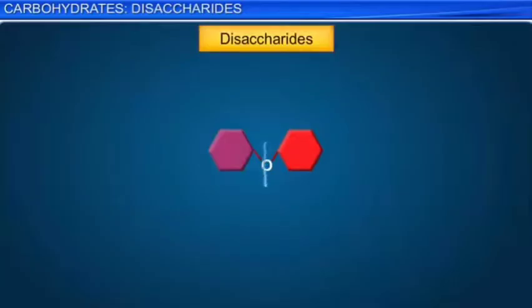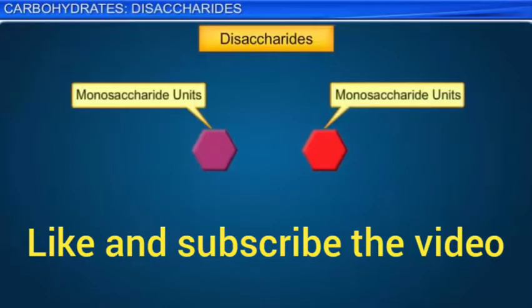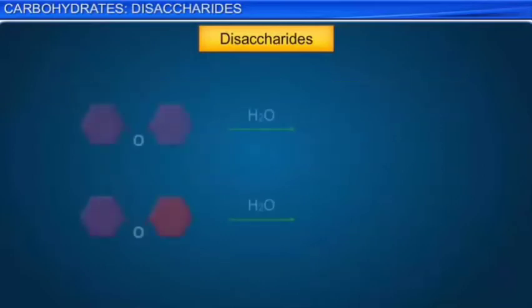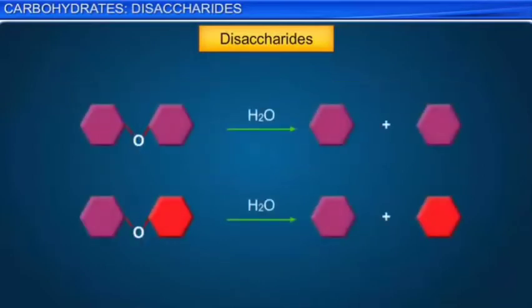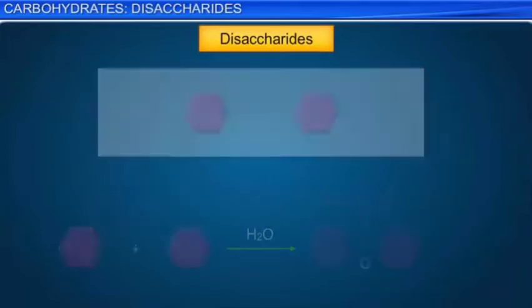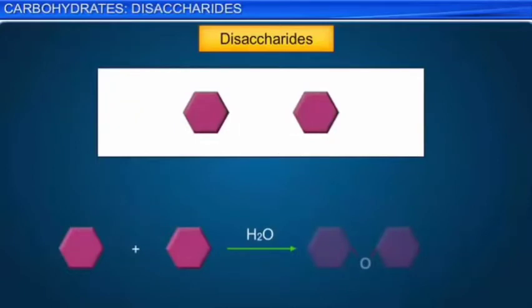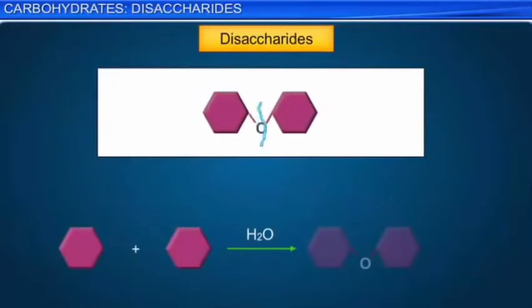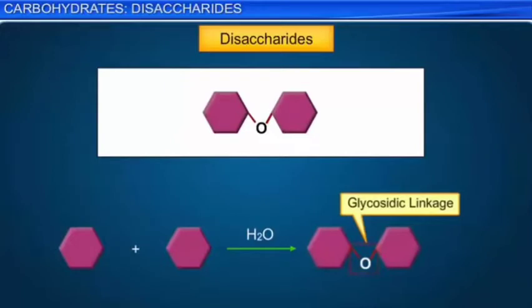Disaccharides are carbohydrates that yield 2 monosaccharide units on hydrolysis. The hydrolysis of a disaccharide may yield 2 molecules of the same or different monosaccharide. In disaccharides, the 2 monosaccharide units combine and result in the formation of an oxide linkage with the elimination of a water molecule.